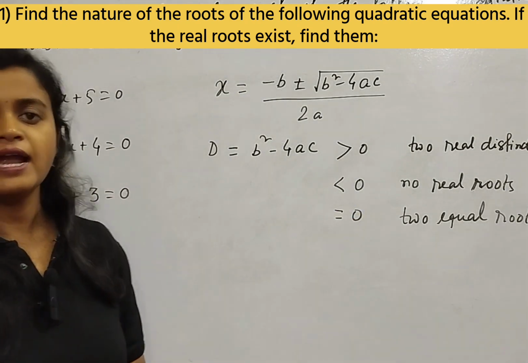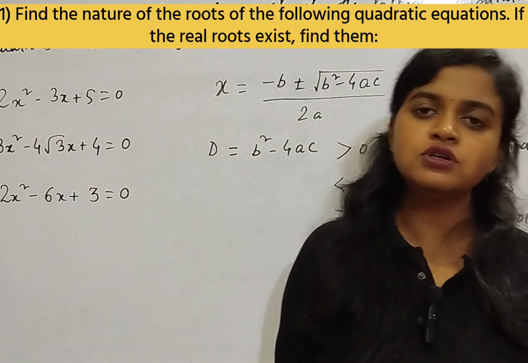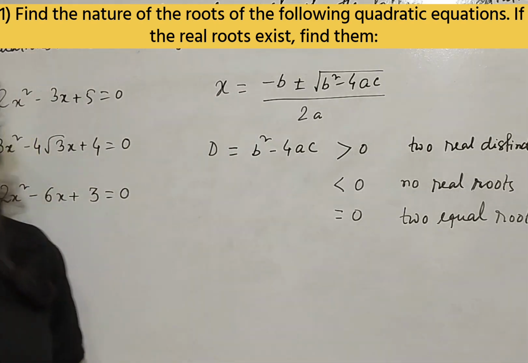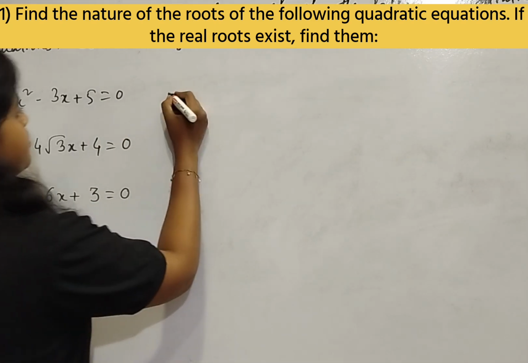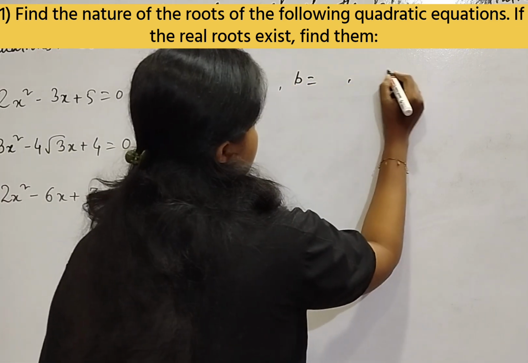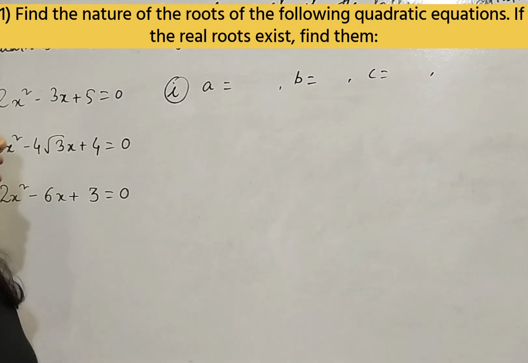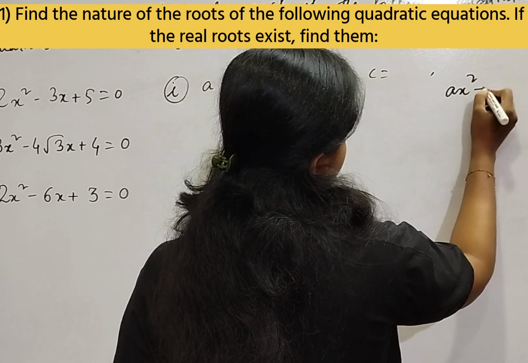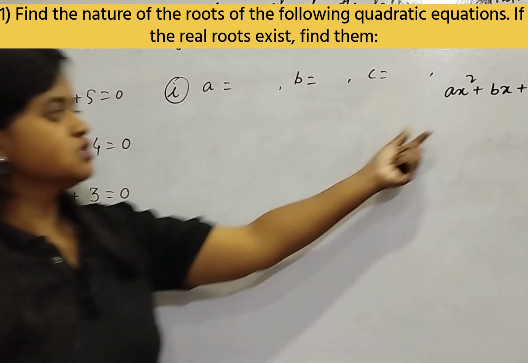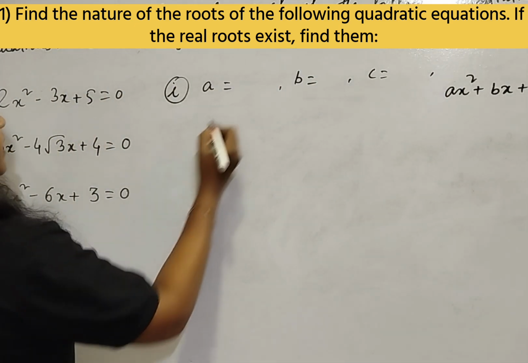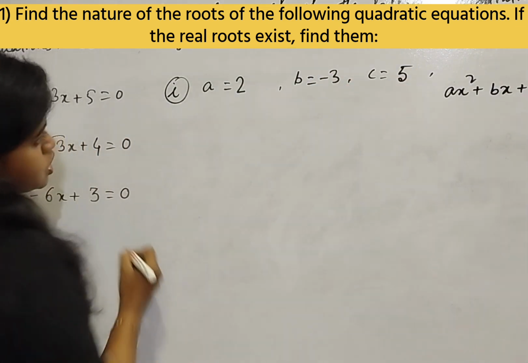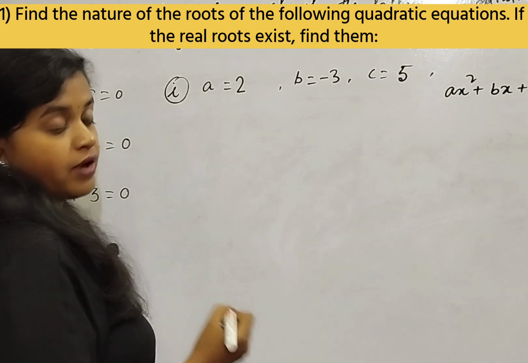So in this question number 1 we have to find the nature of the roots. Depending upon this theory, if the real roots exist, we have to find the roots of this quadratic equation. So let us solve question number 1. For question number 1 we have to find the values of a, b and c. How can we find them? We compare with the standard form of a quadratic equation, ax square plus bx plus c equals 0. So comparing, we find a equals 2, b equals minus 3 and c equals 5.